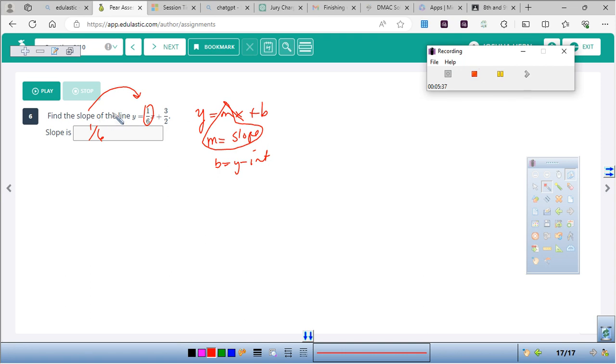So again, remember slope of the line, it's going to come out in the form y equals mx plus b. M is your slope, b is your y-intercept. The slope is identified by finding your x, and here's my x. What's the number next to it? That's your m, that's your slope, and the number next to my x here is 1/6, so there it is.